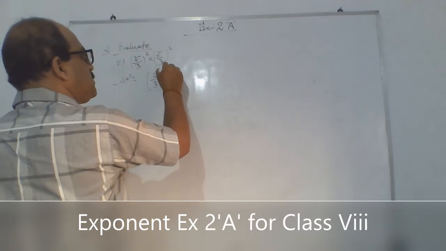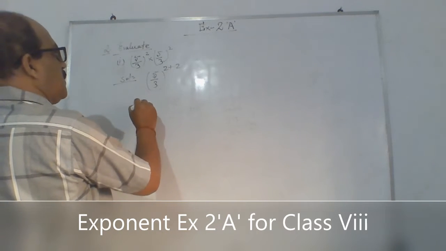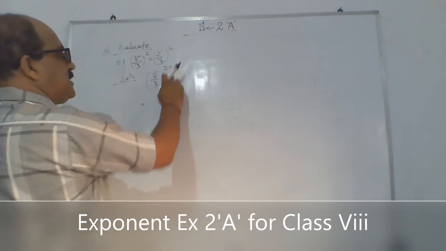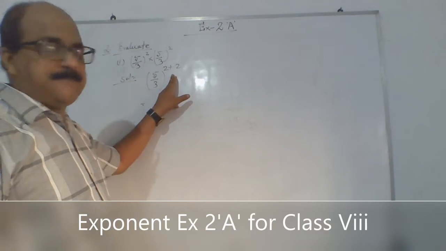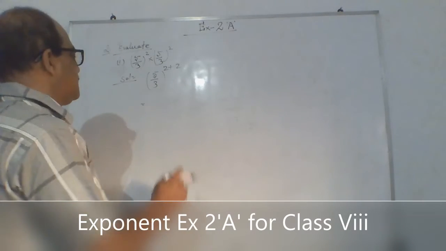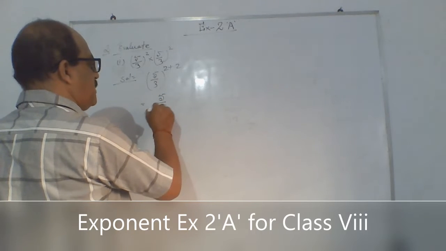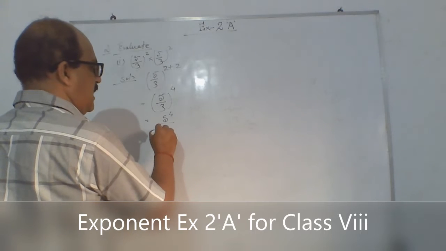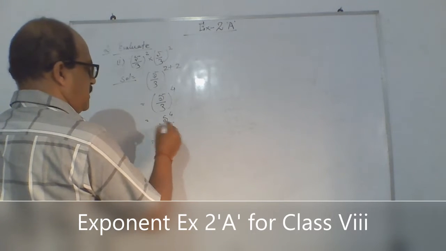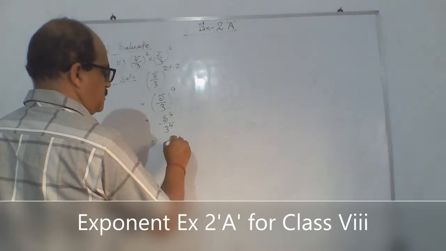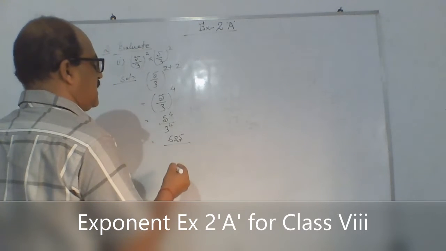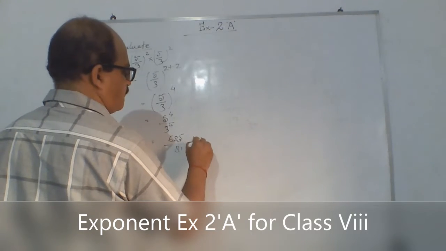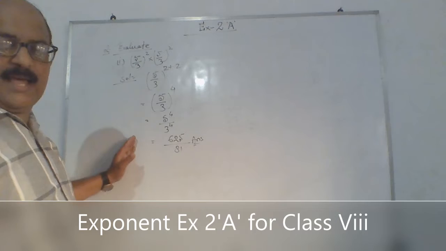Both exponents, the powers, will be added here, and it is 5 by 3 to the power 4, which is 5 to the power 4 and 3 to the power 4. 625 and 3 3s are 9, 9 3s are 27, 27 3s are 81. This is the answer of it.